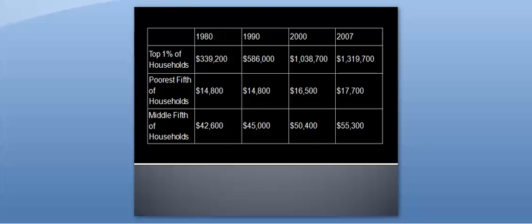So while wealthy Americans grew wealthier in the 1980s, the lower and middle class Americans remained stagnant in terms of growth of wealth under supply-side economics. So here you can kind of see the growth from 80 to 90 in the top 1%, the poorest fifth, 20%, stayed the same, and the middle class rose slightly but not a lot.